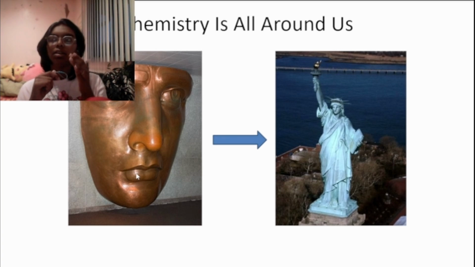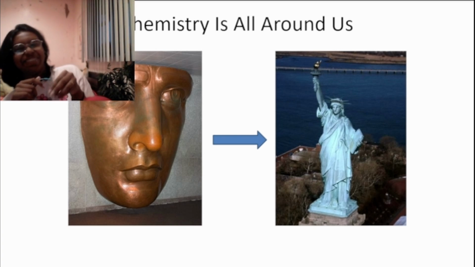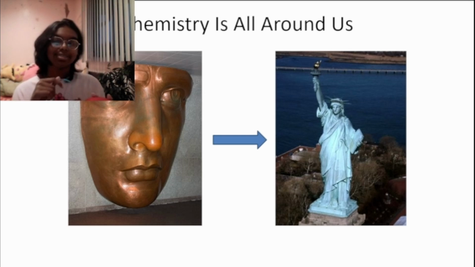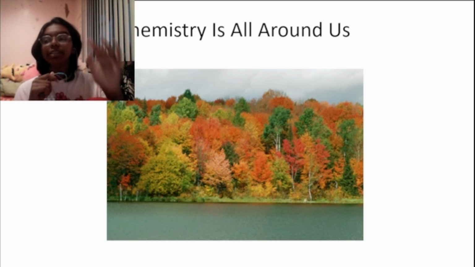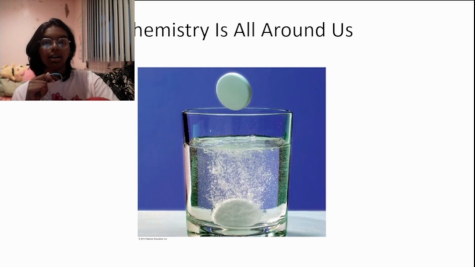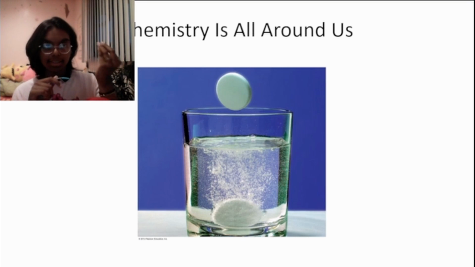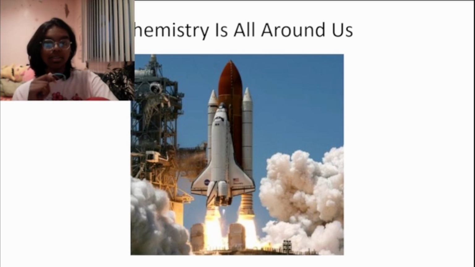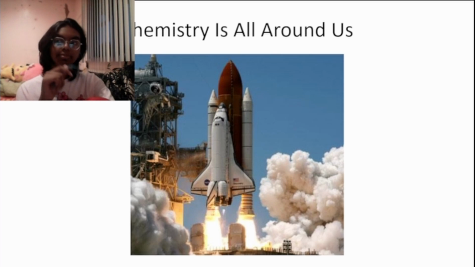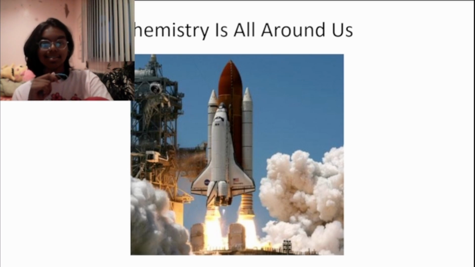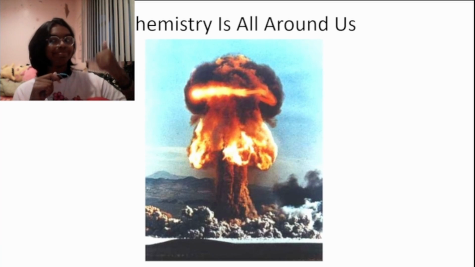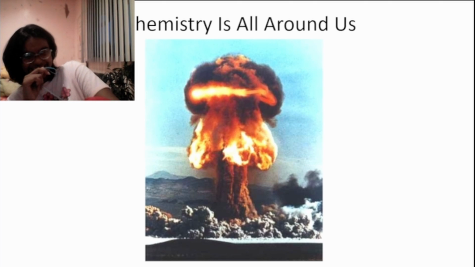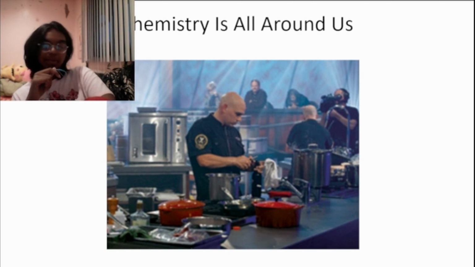So the rusting of the copper on the Statue of Liberty is chemistry. I'm pretty sure it's called oxidation. I might be wrong, because I have 2 brain cells and I can't remember anything. The changing of leaves when the seasons change, that's also chemistry. The dissolving of tablets in water is also chemistry. Rockets are chemistry. Rockets are pretty cool. And nuclear bombs. No clue what that is, but chemistry, so cool.